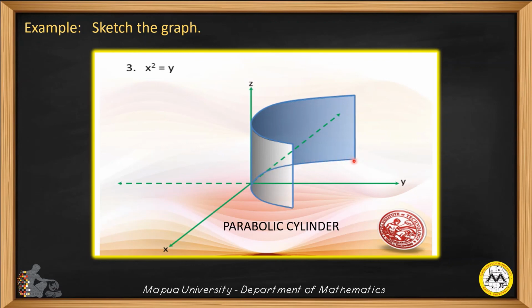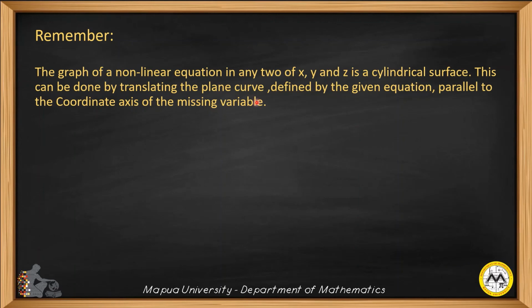And then what you do is again translate it in the direction parallel to the z-axis. So again, you move this parabola up and down and you'll be able to sweep that particular surface called a parabolic cylindrical surface.